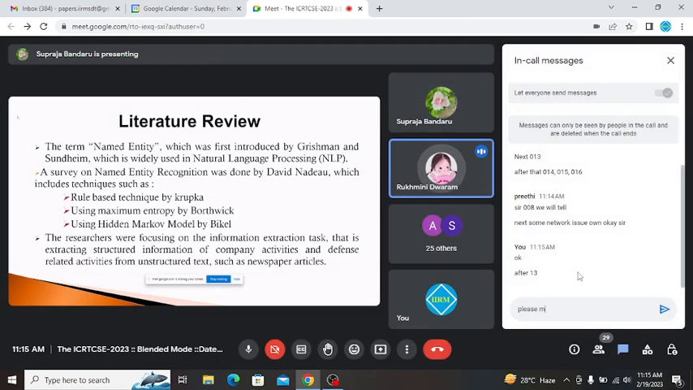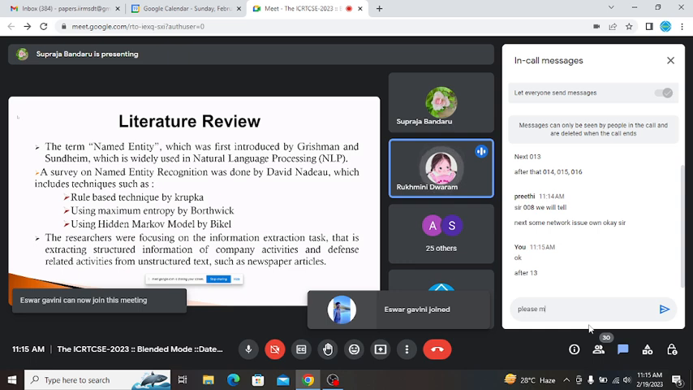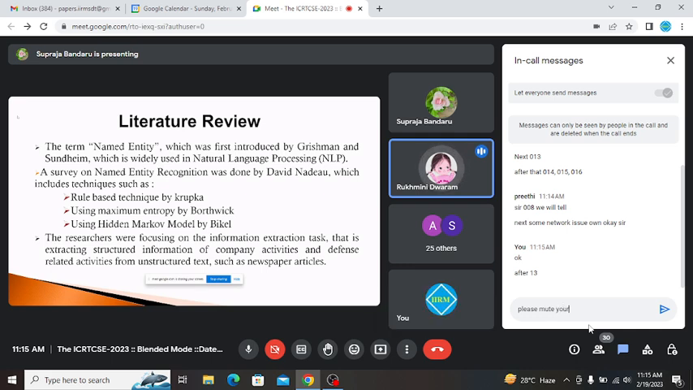The second technique is maximum entropy by Borthwick. It uses the Viterbi and beam search algorithms to check the text. Hidden Markov model by Bikel. It is used to determine if a chunk of the text is actually a named entity or not. Researchers are focusing on text extraction, that is extracting structured information from unstructured text.